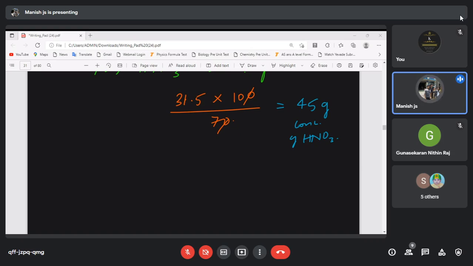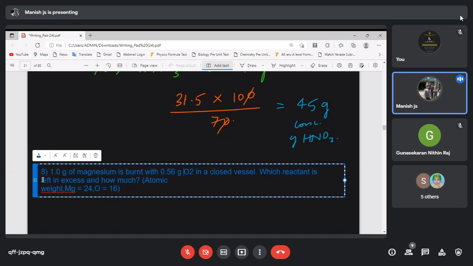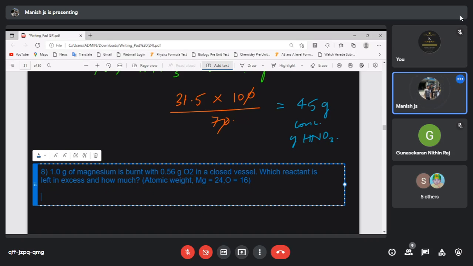Yes, one model I have got. This is the question. Next question, you can read it. So go through the question. 1 gram of magnesium is burnt with 0.56 grams of oxygen in a closed vessel. So they have given the mass, and they have also given how it is being burnt with oxygen. And which reactant is left in excess and how much? The question is, one reactant is left over, or it is left in excess. It is not completely reacted.